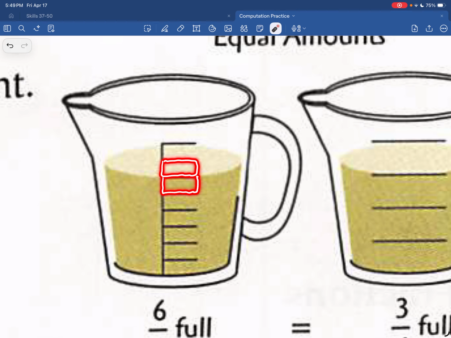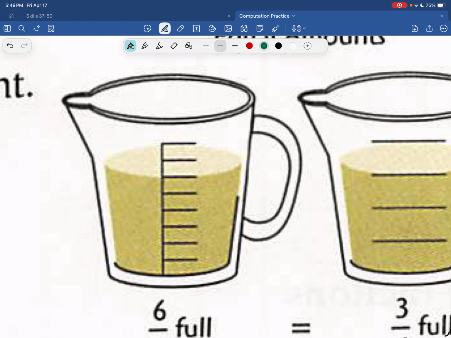Okay, there are 3 sections. So I want to count those. I know that here's 1. Let me get a different pen. Here's 1, here's 2, 3, 4, 5, 6, 7, 8. So there are 8 sections. That means that anything about this cup has a denominator, the bottom number, of 8.